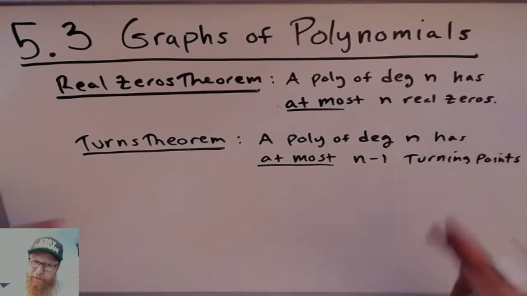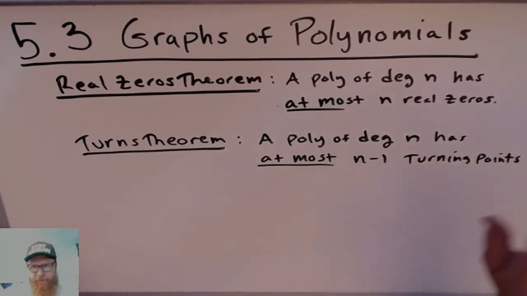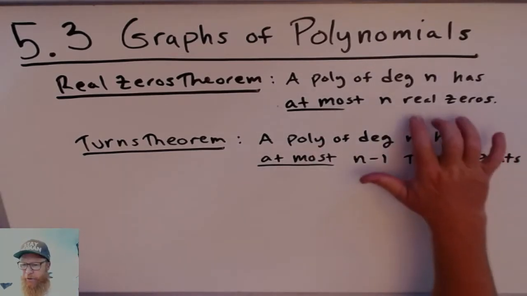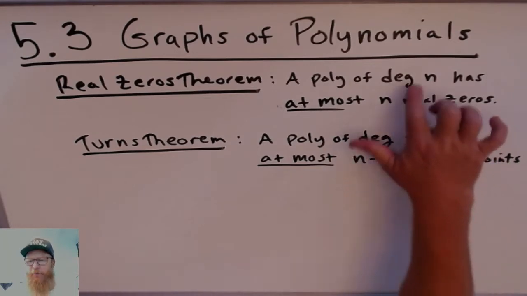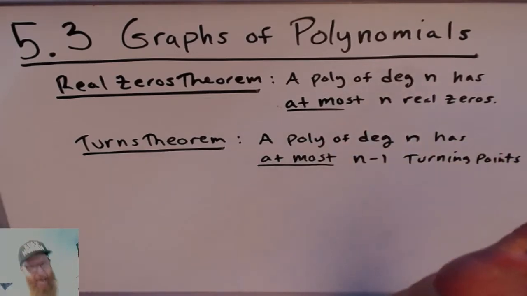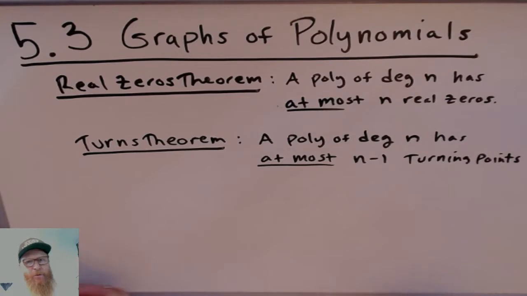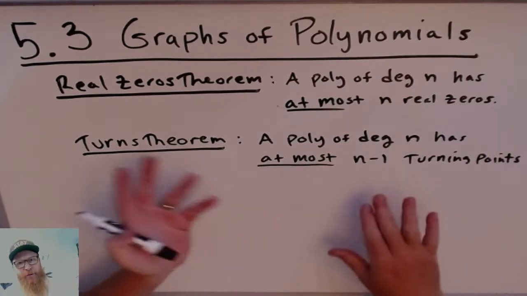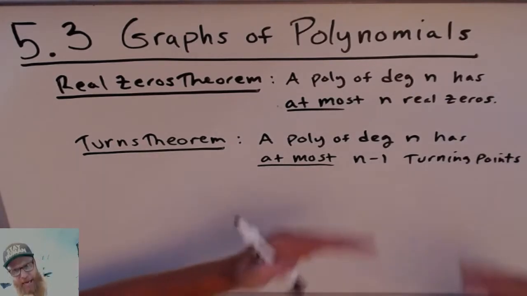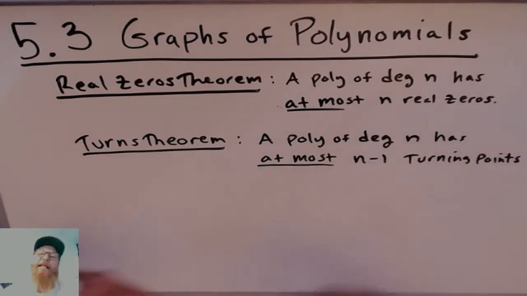And then, of course, you do have the converse of these theorems. If you read these backwards, you would say, well, if the graph had n real zeros, then the degree would be at least n. And then vice versa with the Turns theorem. If you had n turns, then you would say the degree is at least n plus 1. And we'll get to that in a minute.